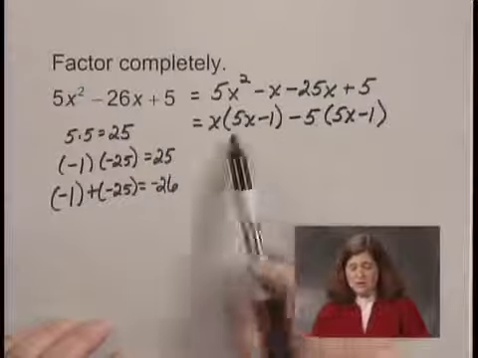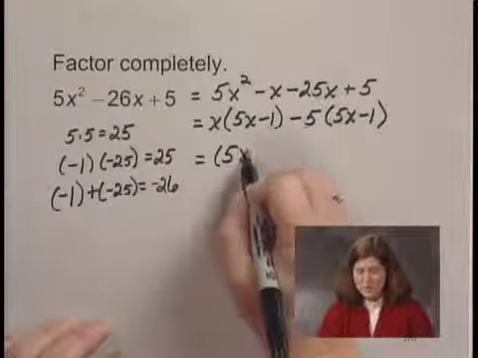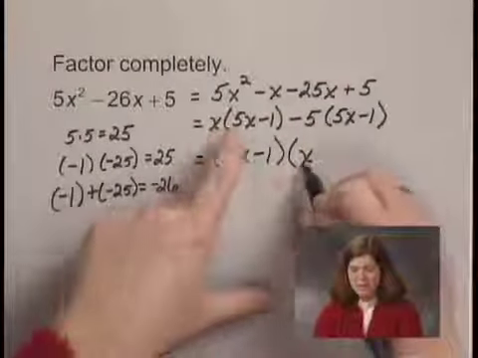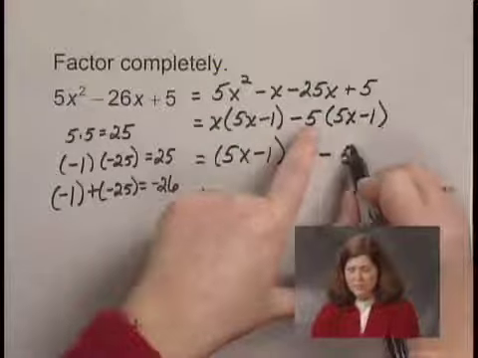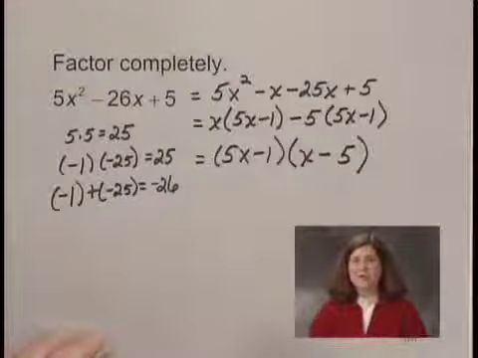And then I factor my common binomial factor, 5x minus 1, times the x from here minus the 5 from here, and that gives me the factorization of the original polynomial.